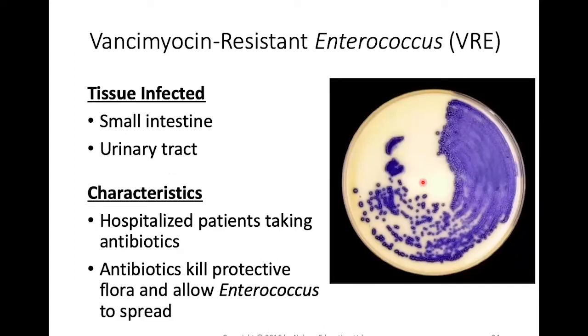Now, vancomycin-resistant Enterococcus. Enterococcus is a type of bacterial infection. This is a specific type of bacteria that are resistant to another type of antibiotic. Now, the tissue infected here in this case is usually the small intestine or the urinary tract. And typically, again, we're looking at an immunosuppressed patient, right? So a hospitalized patient who is taking antibiotics for some reason. So remember, antibiotics are going to kill the protective bacterial flora and ultimately are going to allow the Enterococcus population to be able to overgrow and to spread. And that's what causes the infection.